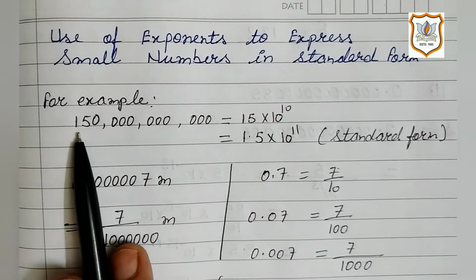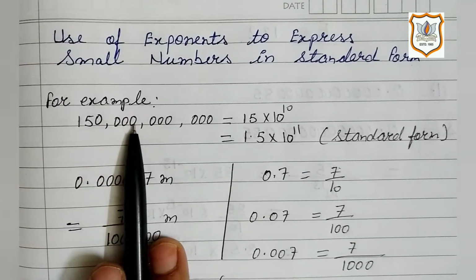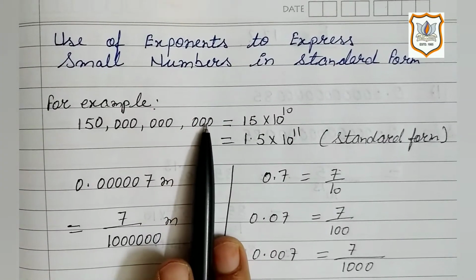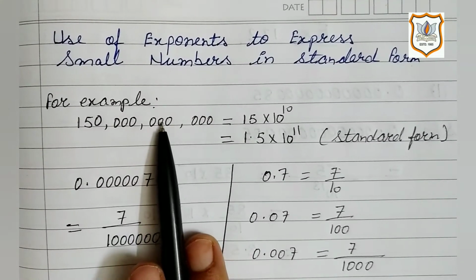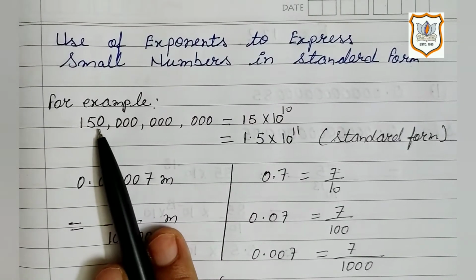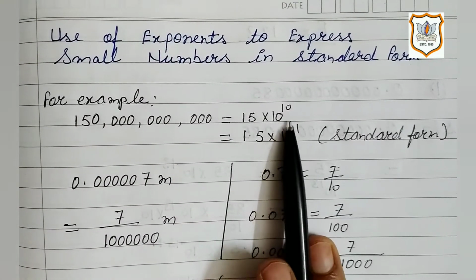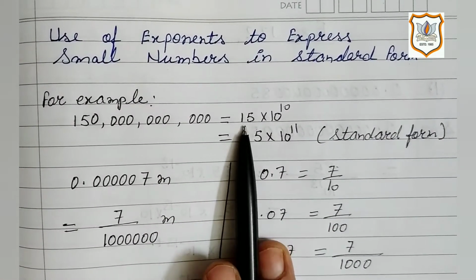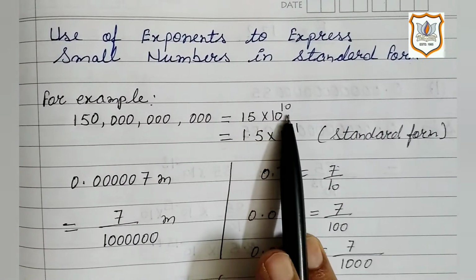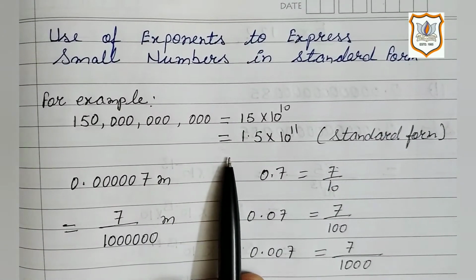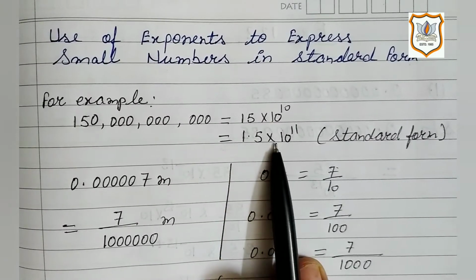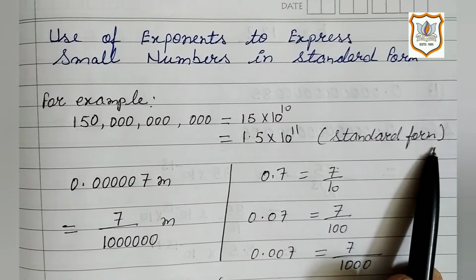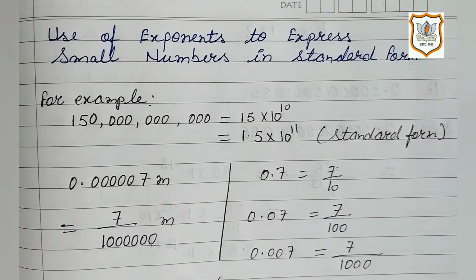For example, 150,000,000,000. Here, how many 0s? 1, 2, 3, 4, 5, 6, 7, 8, 9, 10. 10 zeros. So we write 10 to the power 10. So we write 15 multiplied by 10 raised to power 10, which is equal to 1.5 multiplied by 10 to the power 11 in standard form. Clear? You have learnt this in your previous class.